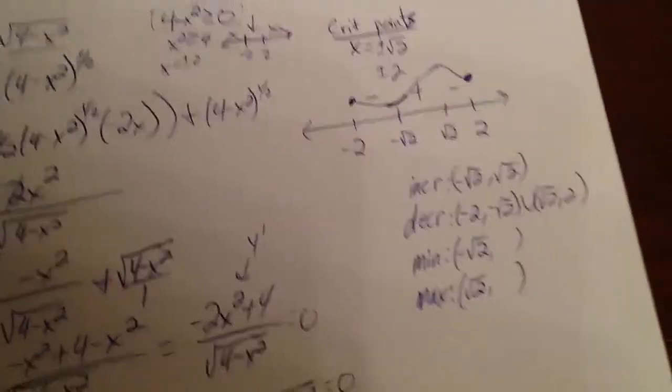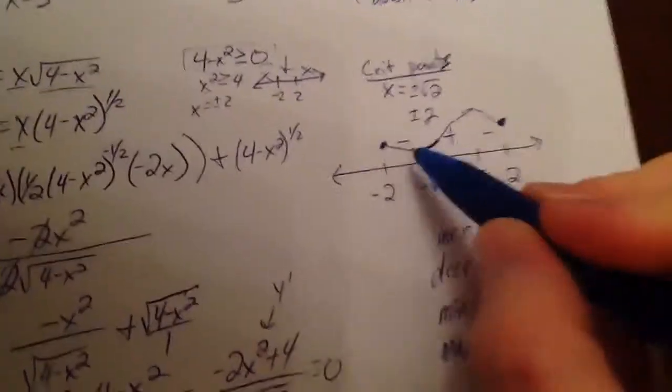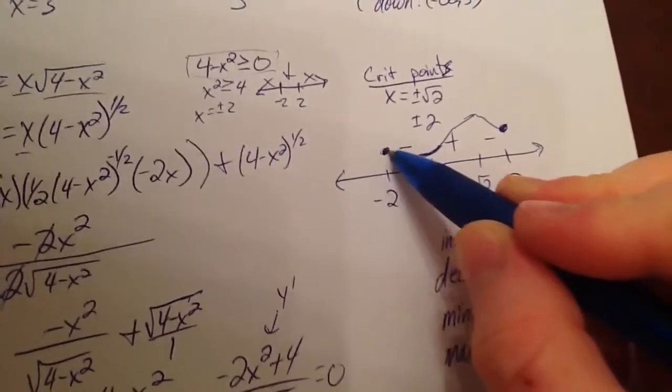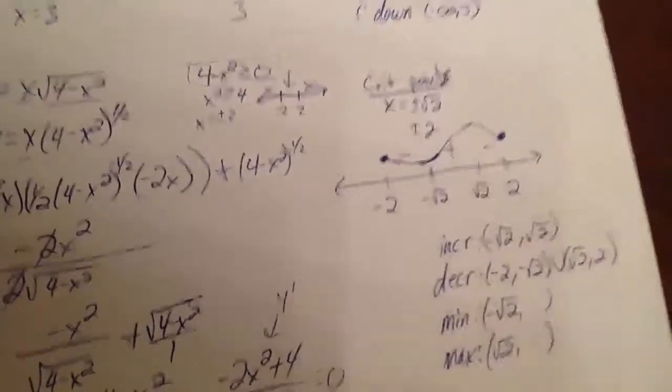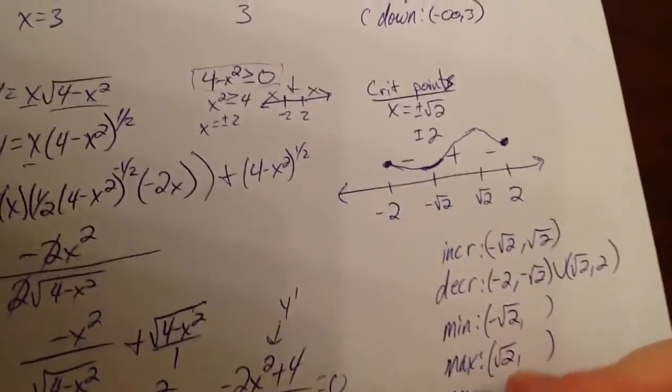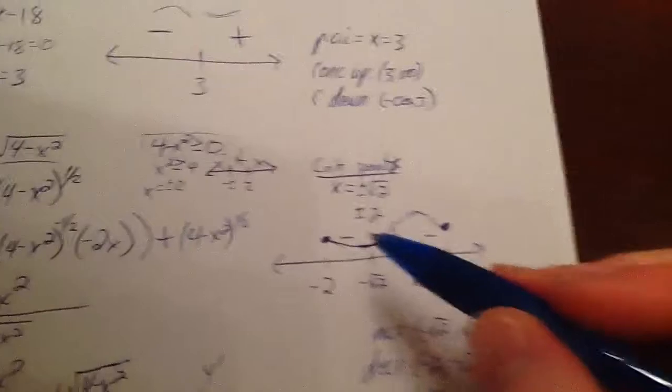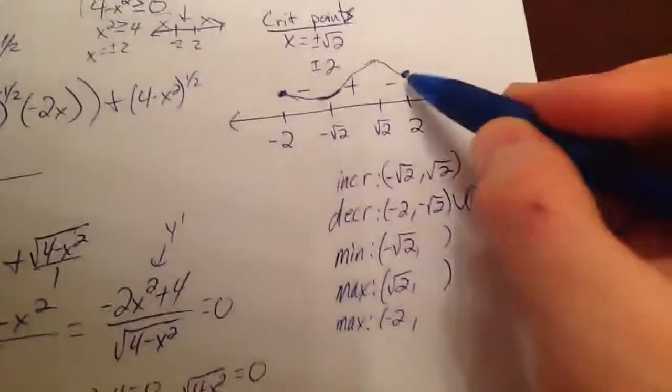Check the endpoints. We would have to do that too. Well, no, I don't have to. I know that's a local max right there because it starts here and then goes down. So that's another max. That one, I can't tell if it's local or global. And that's some kind of min, though.